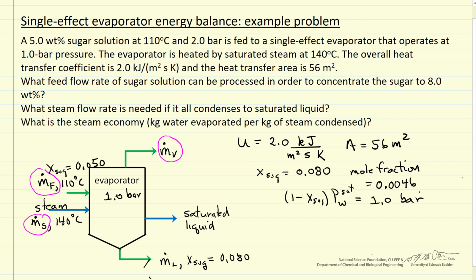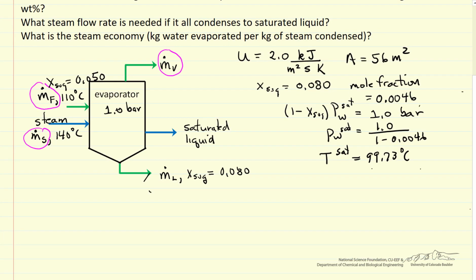If I use the steam tables to calculate this, the saturation pressure is going to be 1 over 1 minus 0.0046, and I get a saturation temperature of 99.73 degrees C. So that's what we'll use for the heat transfer. So the first step then is calculating the rate of heat transfer. Q dot is the rate of heat transfer. It's the heat transfer coefficient, the area for heat transfer, then the temperature of the steam that's heating it, minus the temperature in the evaporator, which we just calculated is 99.73.